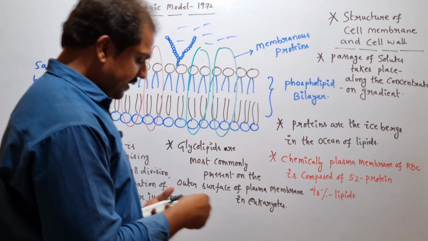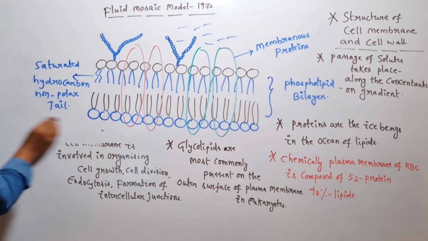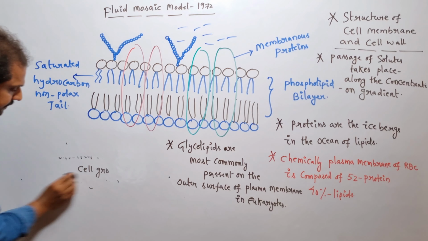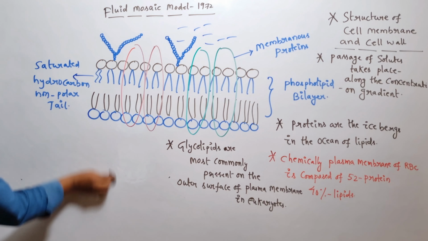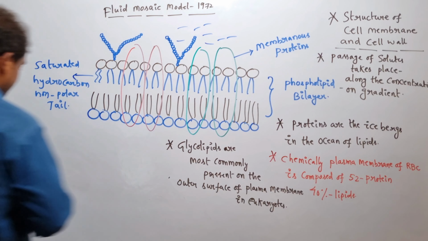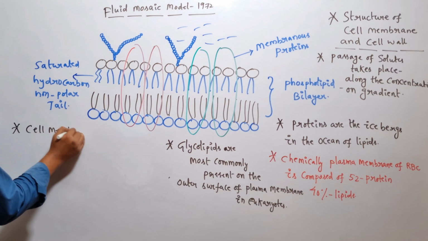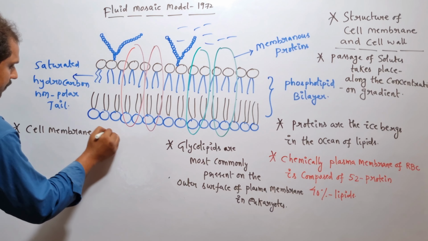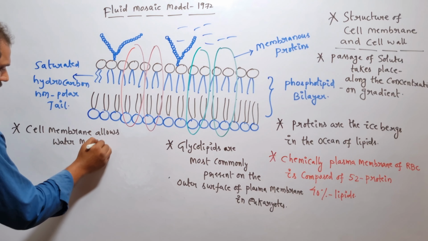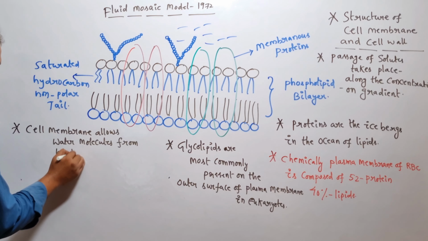Is it clear? So let me write it here. So let me arrange the things first. Cell membrane or plasma membrane allows water molecules from higher concentration to lower concentration.